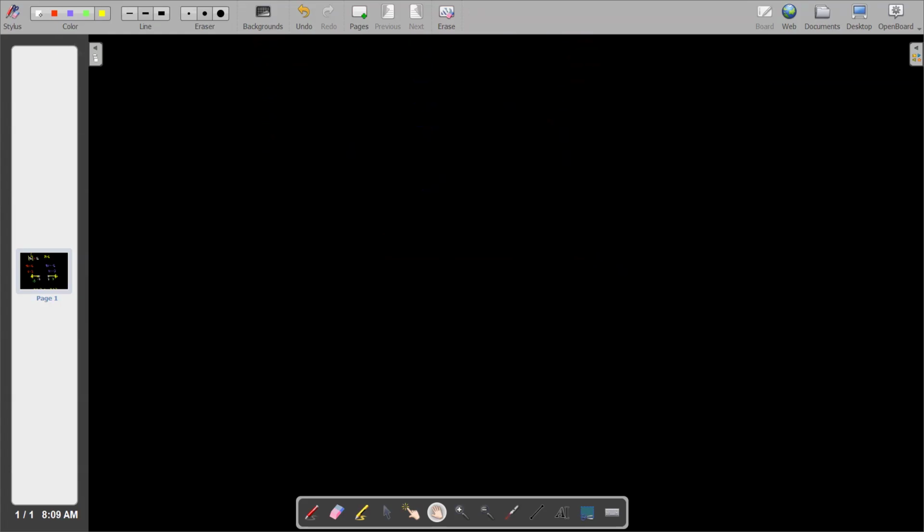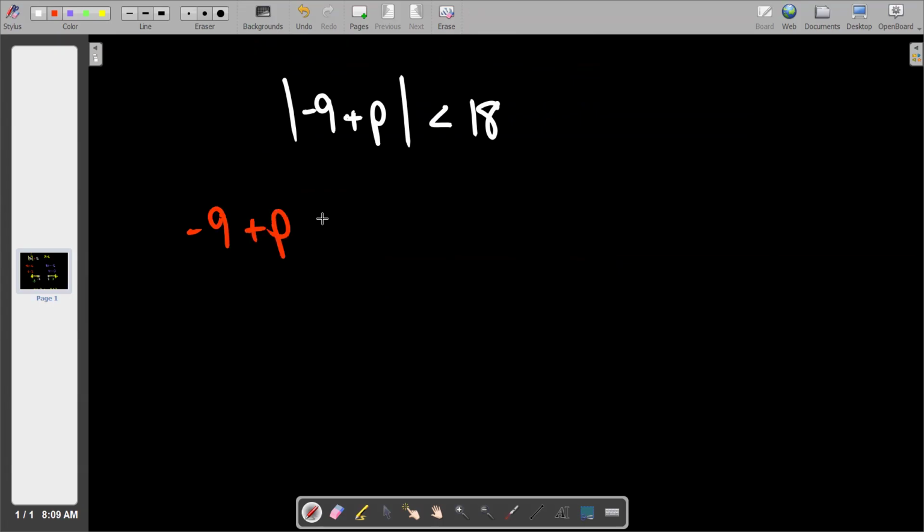Let's go to problem number 2. So again, the whole absolute value getting it by itself thing doesn't even apply to this because it's already by itself. So we're going to take the inequality sign and change it into an equals sign, and we're going to do -9 plus p equals regular 18. And on the other side, we're going to do -9 plus p equals the other 18, called -18.